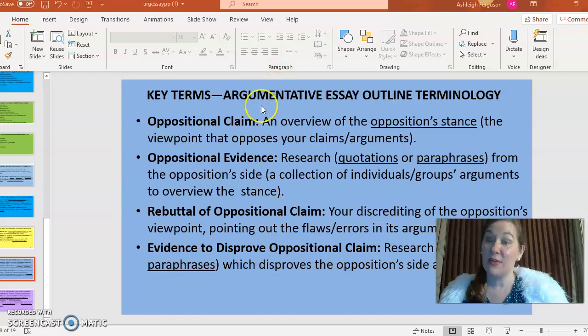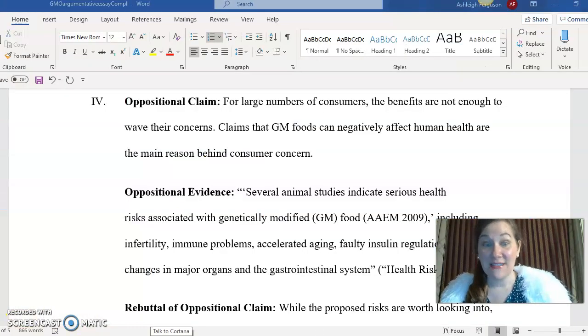Now, in the GM Foods essay that we're looking at, that student writer supports GM foods, but he has to have a topic sentence that overviews the other side, which in that case would be the side who disagree with the usage of GM foods. And you're going to notice in the student essay, he does that, okay? Right here, his oppositional claim overviews collectively those who disagree with him. He says, for large numbers of consumers, the benefits are not enough to waive their concerns.